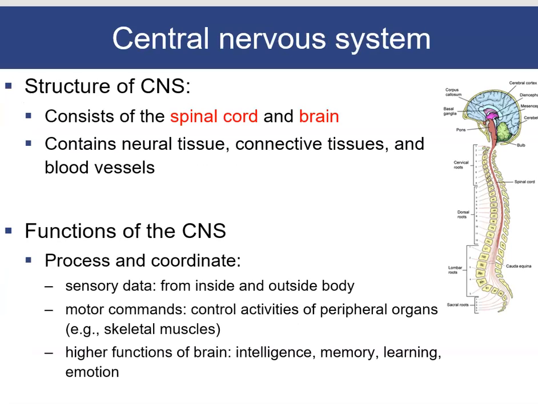Looking at the central nervous system briefly first, the central nervous system consists of the spinal cord and the brain. It also contains neural tissue, connective tissue, and blood vessels. The functions of the central nervous system include processing and coordinating. It helps to process and coordinate sensory data from both inside and outside of the body. It helps to process and coordinate motor commands. It controls activities of our peripheral organs, for example, our skeletal muscles. And it processes and coordinates higher functions of the brain, intelligence, memory, learning, and emotion.